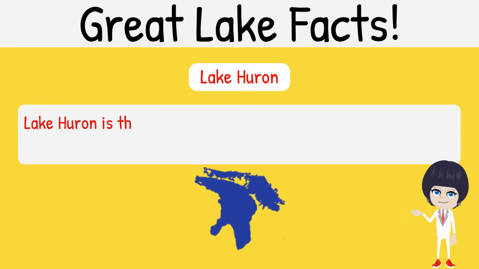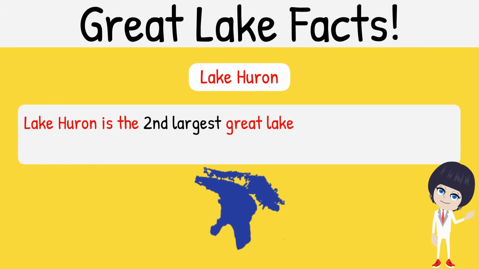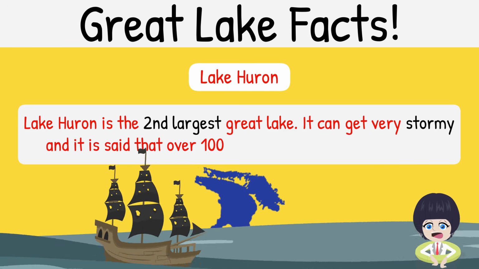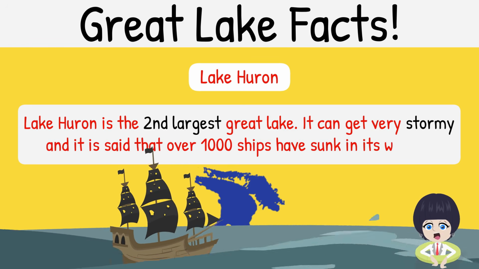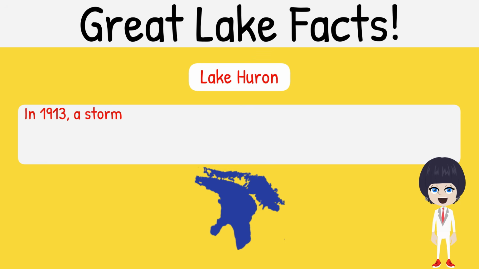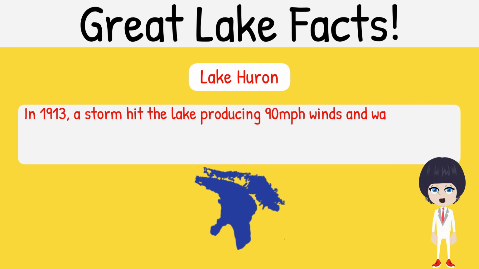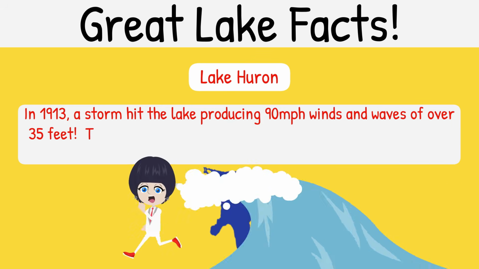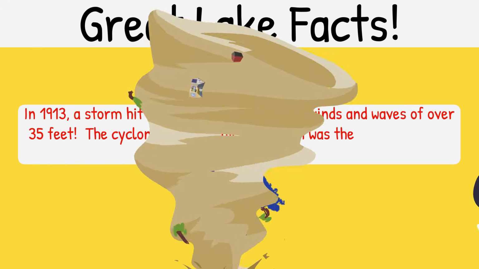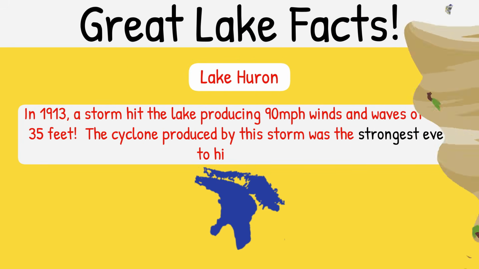Lake Huron is the 2nd largest Great Lake. It can get very stormy, and it is said that over 1,000 ships have sunk in its waters. In 1913, a storm hit the lake, producing 90 miles per hour winds and waves of over 35 feet. The cyclone produced by this storm was the strongest ever to hit U.S. soil.